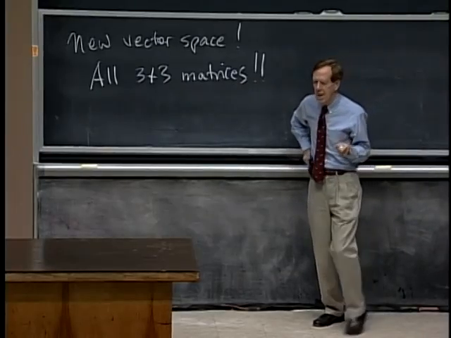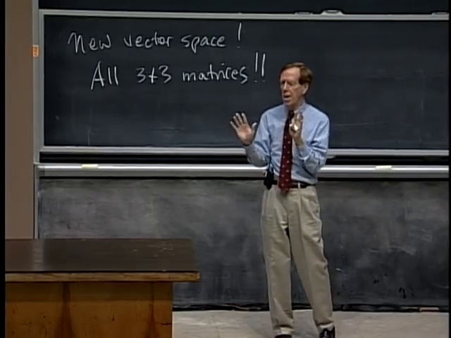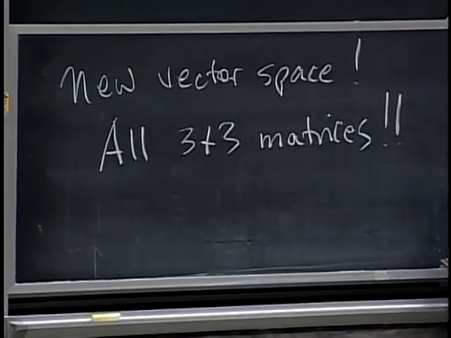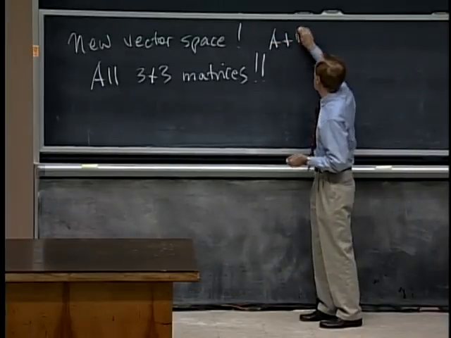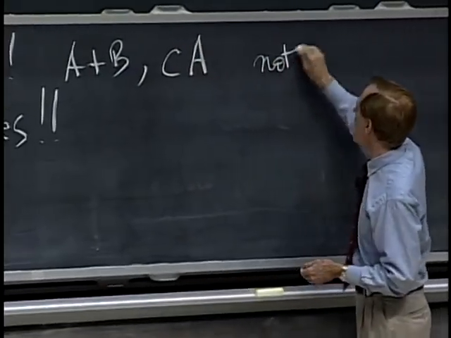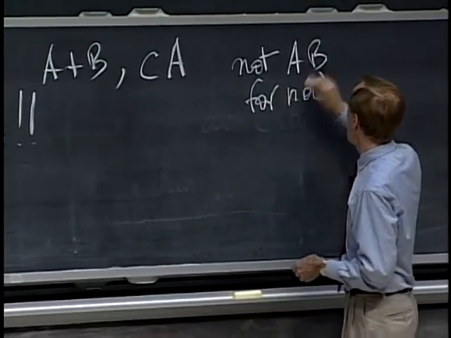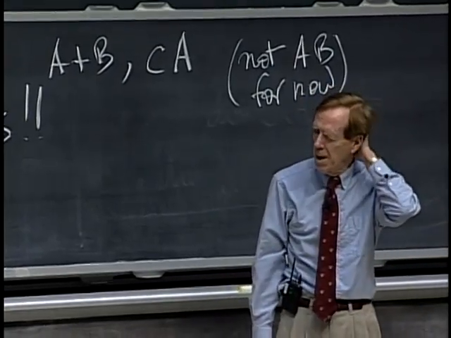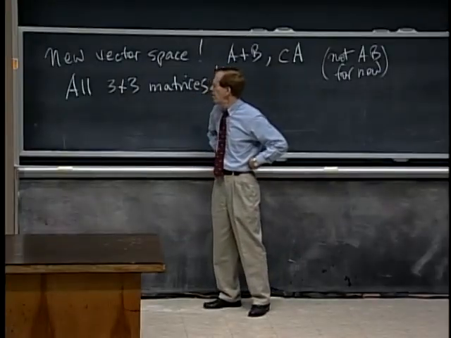Now, of course, you can say you can multiply those matrices. I don't care. For the moment, I'm only thinking of these matrices as forming a vector space, so I am only doing A plus B and C times A. I'm not interested in AB for now. The fact that I can multiply is not relevant to a vector space. Okay, so I have 3 by 3 matrices.